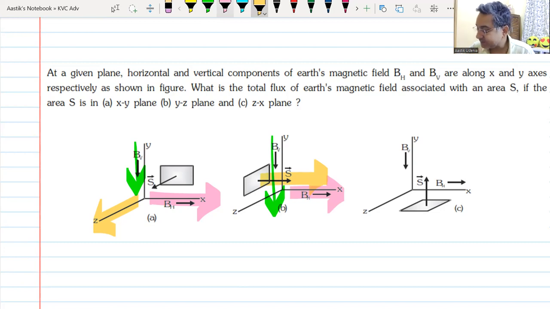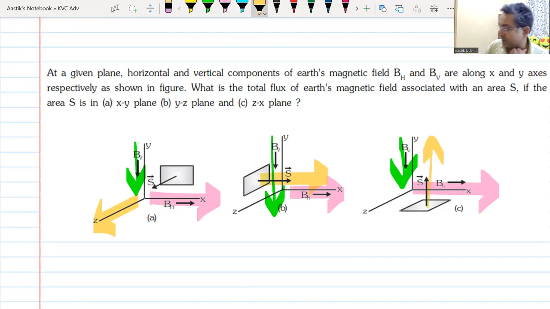Third case. In the third case, it is minus BVS. One component of the magnetic field is like this. The second component of the magnetic field is like this. The area vector is going like this. If you take the dot product with the horizontal component H, it is 0. If you take the dot product with the vertical component, it will be minus BV into S. And that is the answer that we are looking at. You understand this? Yes, sir.